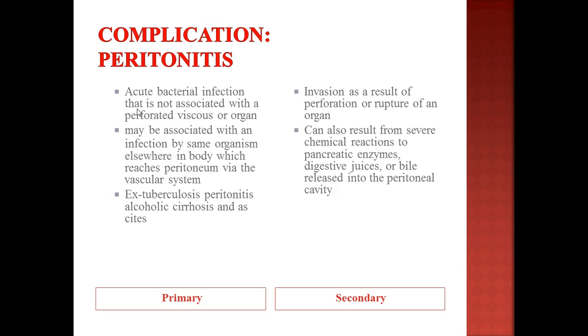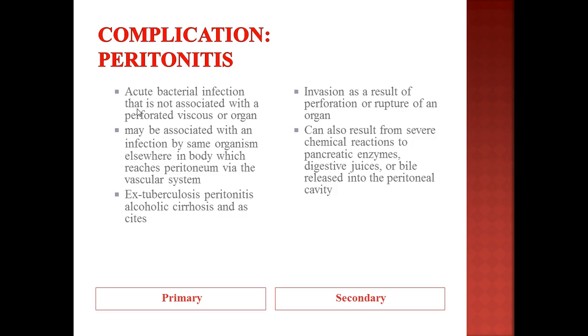Primary peritonitis is when there's an acute bacterial infection that's not specifically associated with a perforated organ or a perforated peritoneal lining. It can be associated with an infection by the same organism elsewhere in the body. Examples of this may be tuberculosis, alcoholic cirrhosis, and ascites. Patients that have infection within their ascites can also get infection within their peritoneal cavity. Primary peritonitis is not common.